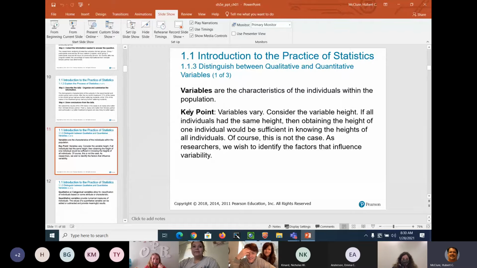All right. Variables. I'm not going to tell you what a variable is because I think most of you have been through enough math courses to know that a variable is a letter in a mathematical sentence. And that's basically what it is.